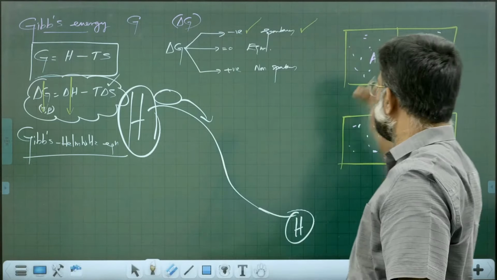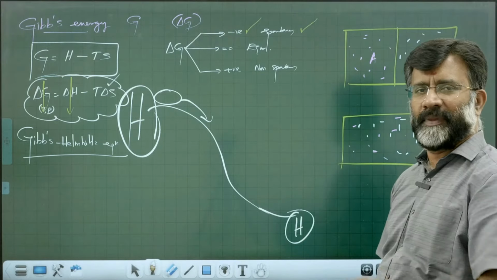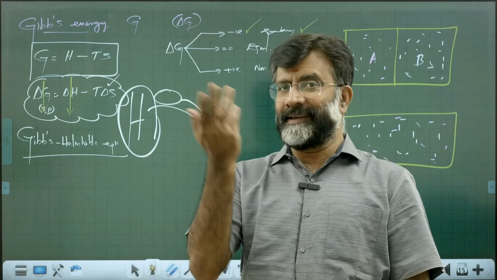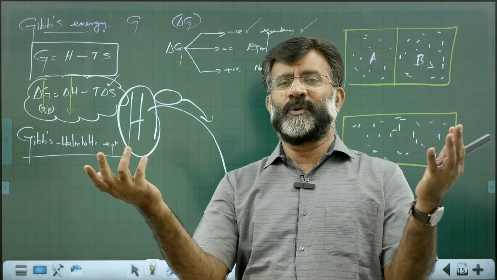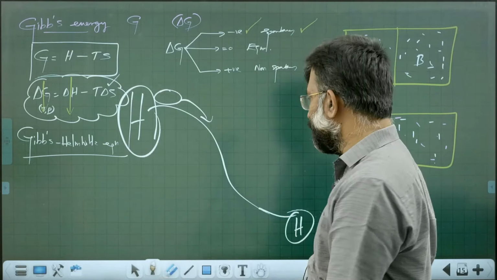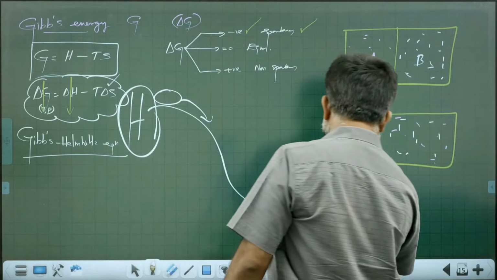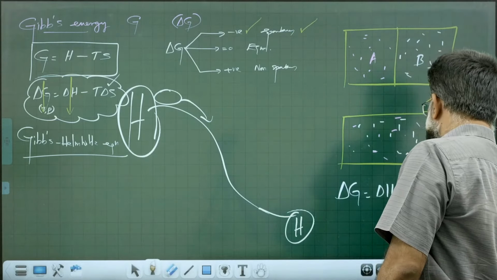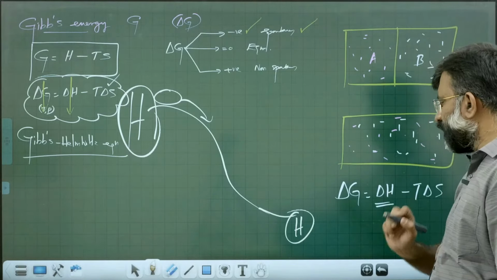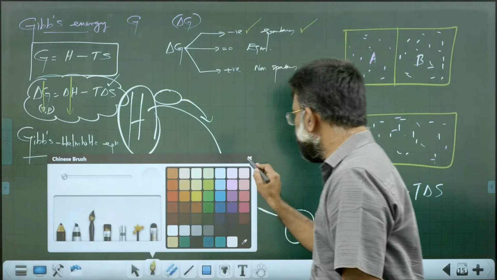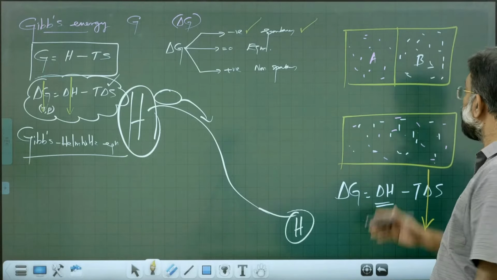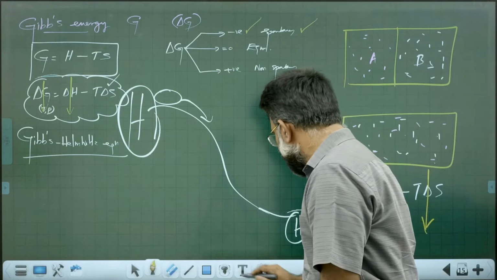What is happening by the entropy term? Entropy increases or decreases? Entropy increases. Why does entropy increase? Two gaseous systems mixed up. So the degree of disorder increases. Entropy increases. Now you apply the formula. Delta G equal to delta H minus T delta S. No much significance for this, but entropy increases.